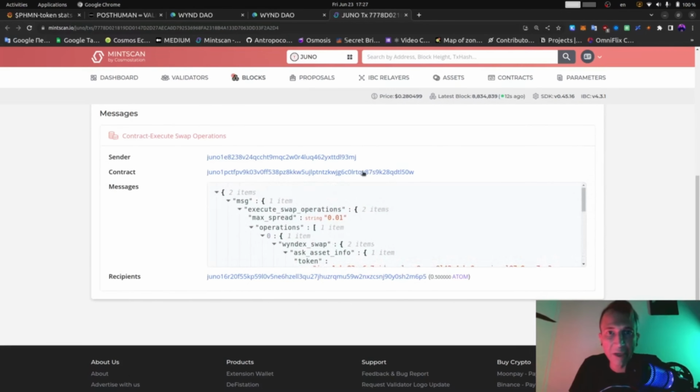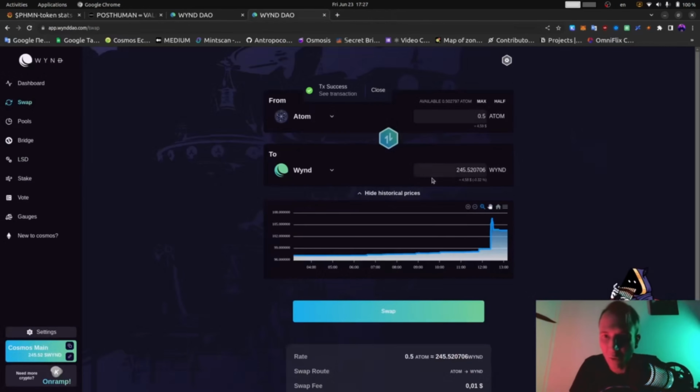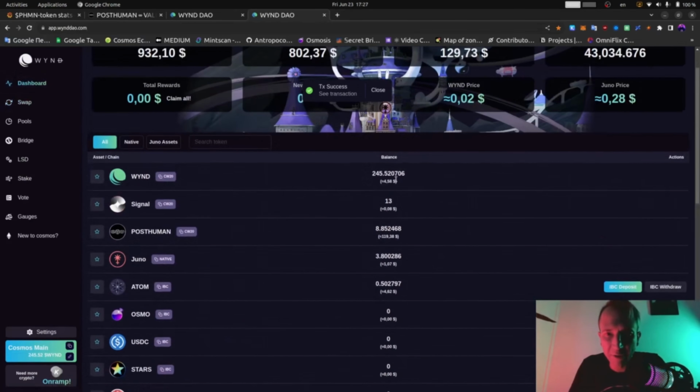This is information that is written in the blockchain, and it will be here forever, or until quantum computers create some new quantum chains. So the swap is very easy. We can return back to the dashboard, and we can see that now we have Wynd, and we now have less Atom in our balance. What can we do with Wynd? We can close the information about the successful transaction.